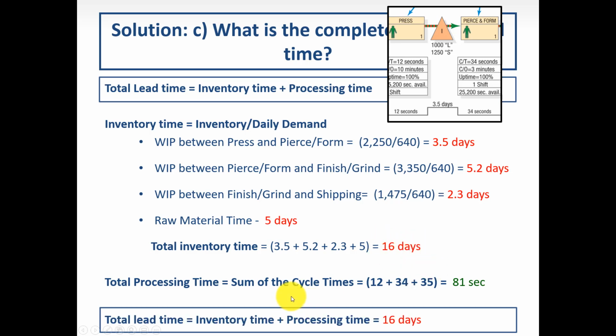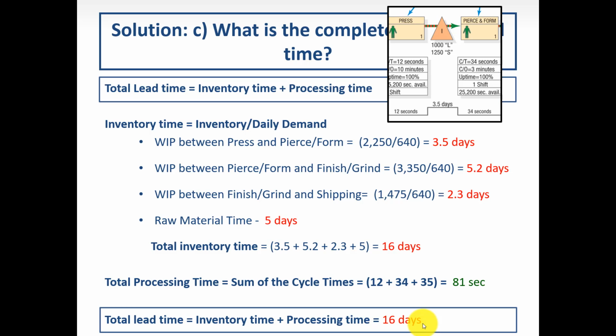Okay, so what is the total lead time? 16 days. Now, you may argue, well, it's not 16 days 0.0, it's more like 16 days 0.0003 because of the seconds. But hey, it doesn't matter anymore.